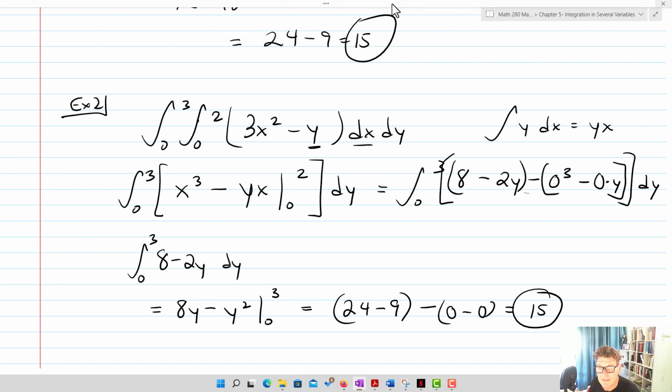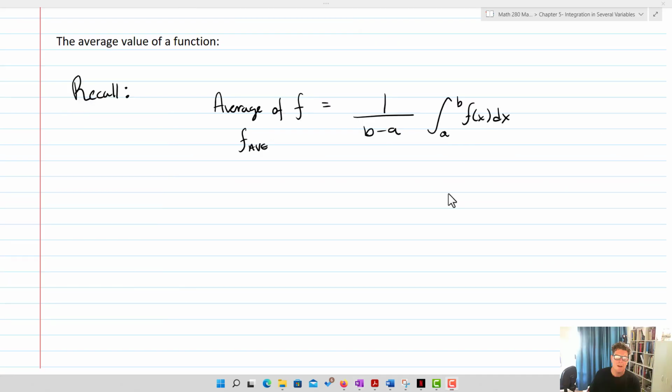And there we go. See, 15 was the answer to our first question, the direction where we did dy first. Now 15 is the value that we get when we put in dx first. And this actually helps us to demonstrate Fubini's and the iterated integral.